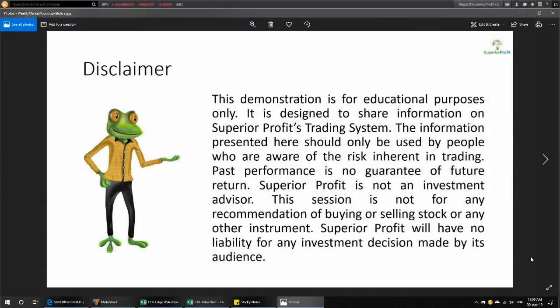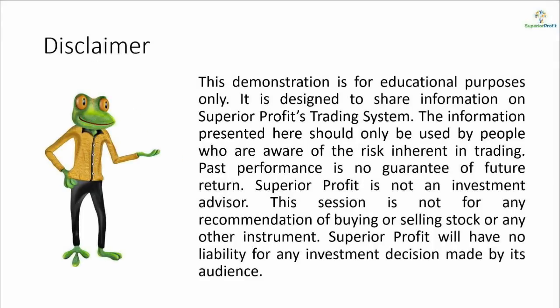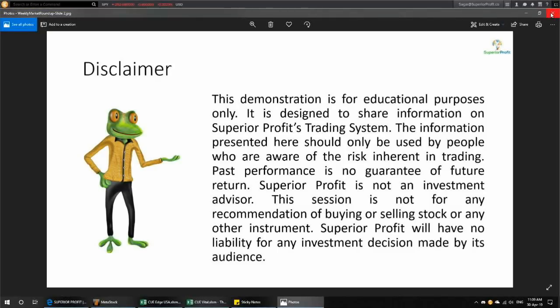This demonstration is for educational purposes only. It is designed to share information on Superior Profit's trading system. The information presented here should only be used by people who are aware of the risk inherent in trading. Past performance is no guarantee of future return. Superior Profit is not an investment advisor. This session is not for any recommendation of buying or selling stock or any other instrument. Superior Profit will have no liability for any investment decision made by its audience. That is out of the way.